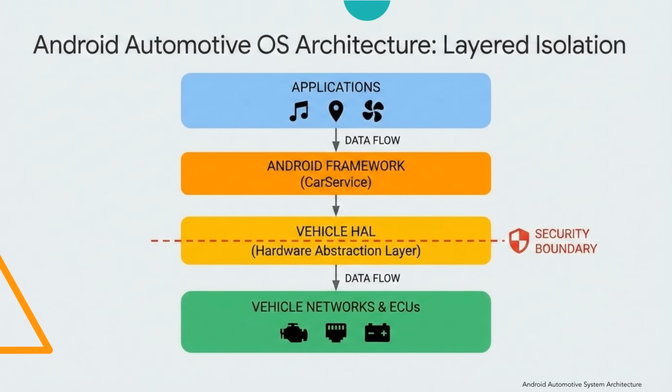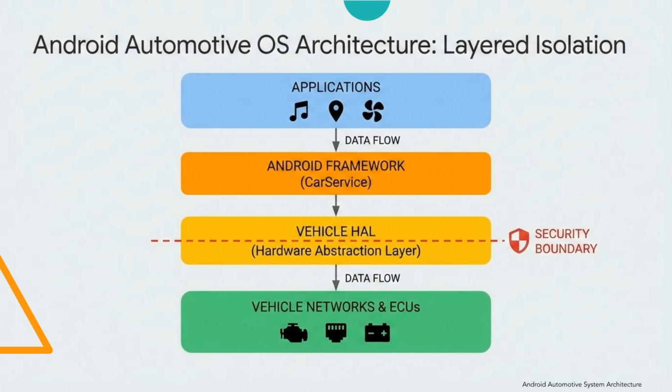Android Automotive Architecture is not just Android running in a car, it is a layered system, carefully designed to isolate vehicle control from applications. At the top layer, we have applications. These include system apps, like HVAC control, media apps, navigation, and third-party apps. These applications do not directly talk to vehicle hardware.